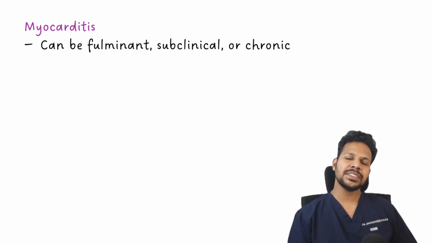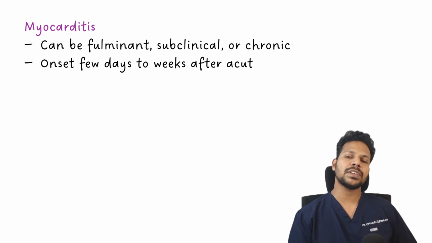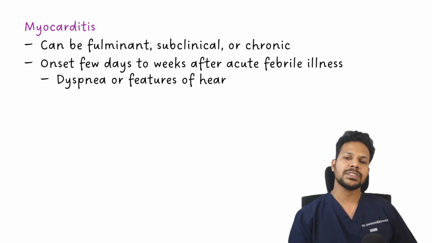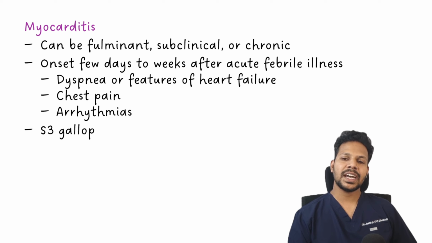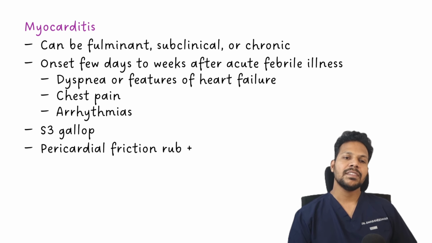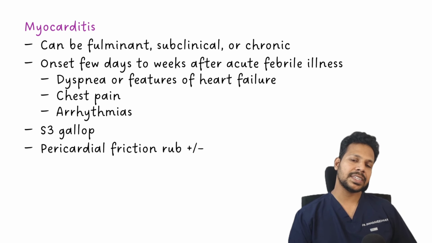Usually, the onset is a few days to a few weeks after an acute febrile illness, and the patient will present to you with dyspnea or the other features of heart failure. Frequently, the patient can also have chest pain and tachyarrhythmias. Because of failure, you will also appreciate an S3 gallop in the patient, and a pericardial friction rub may be seen when the patient is having associated pericarditis as well.